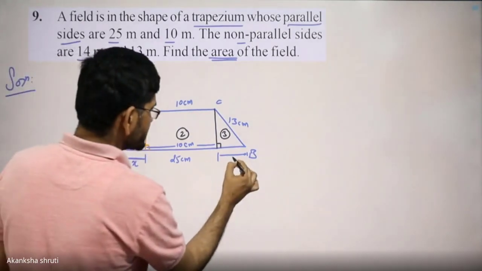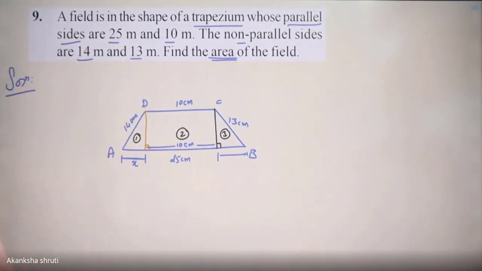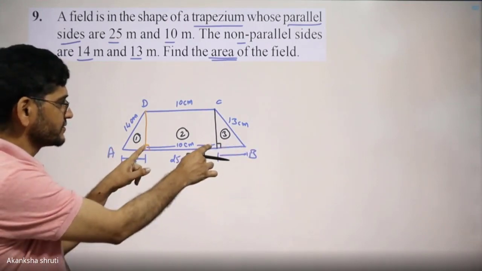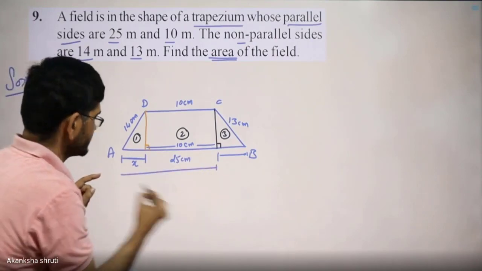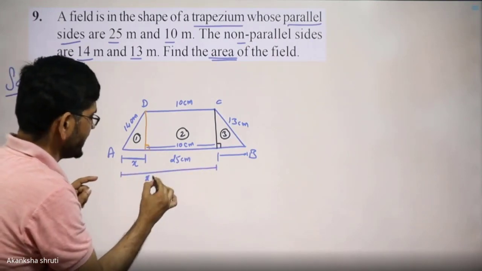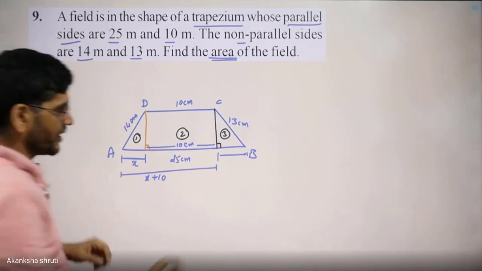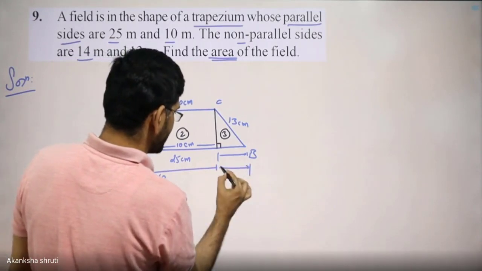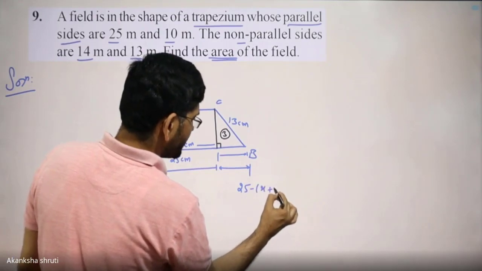How much will be this one? Can you tell me? Students, this complete length is 25. This much length is 10. So this much length becomes how much? x plus 10. And how much will be this length? Since this complete length is 25, this much length will be 25 minus (x plus 10).